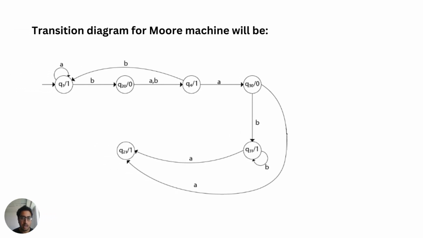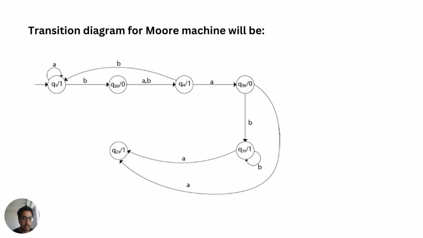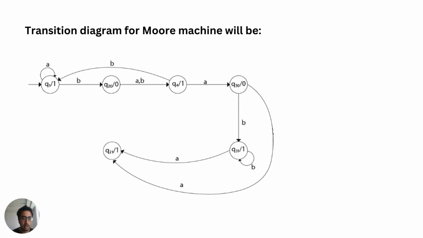So here is the transition diagram for the Mealy machine and what it will look like. Like I explained earlier, if we take input A in Q1, then its output will be 1, but it will be in the same state. And if we take input B in Q1, its output will be 1, but it will go to Q20 state. So similarly, we can see here.